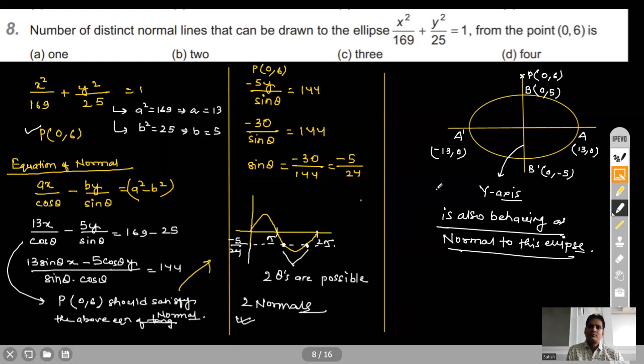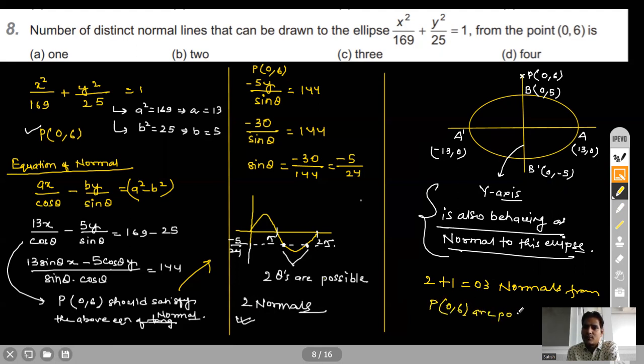So basically, three normals are possible from this point on this ellipse, two from here and one from here. So 2 plus 1, three normals from point P, from 0, 6, are possible on this ellipse. So I request all of you to note this point on the y-axis. Basically we can have three normals on the ellipse. Is it okay?